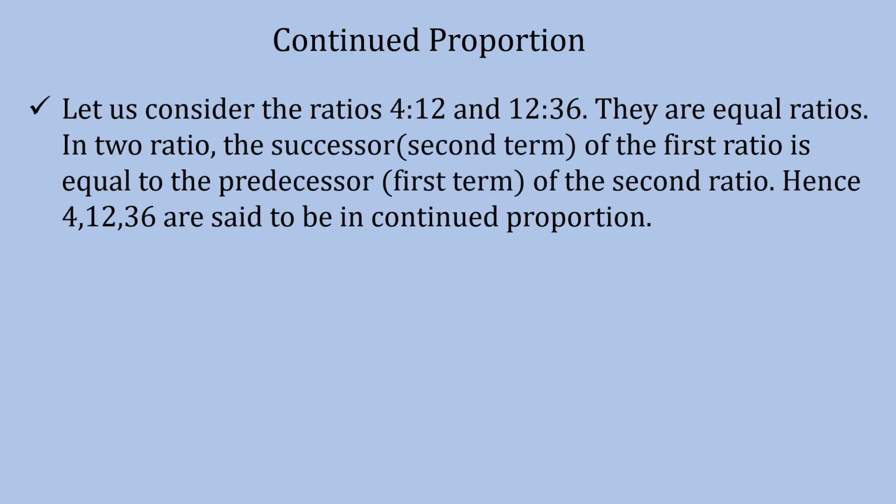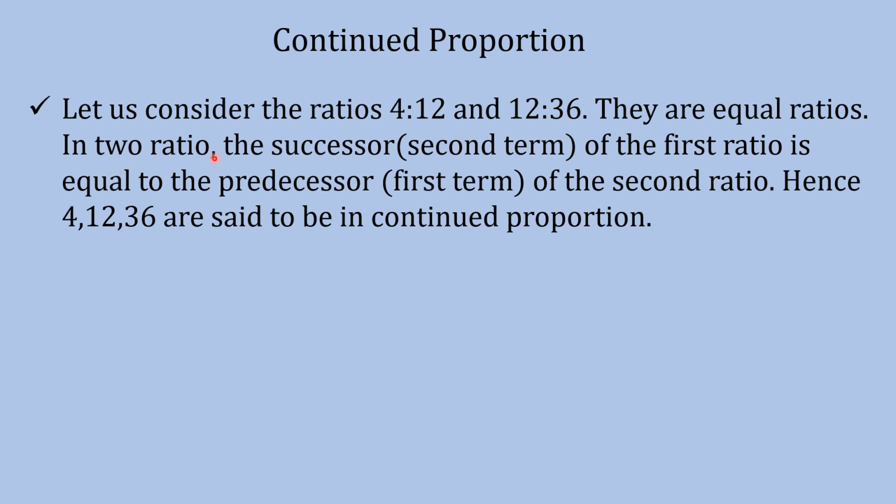Now, students, what is continued proportion? Let us consider the ratios 4 is to 12 and 12 is to 36. They are equal ratios. 4 upon 12 or 4 is to 12 is the same. You know 4 threes are 12 and 12 threes are 36. So, they are equal ratios.